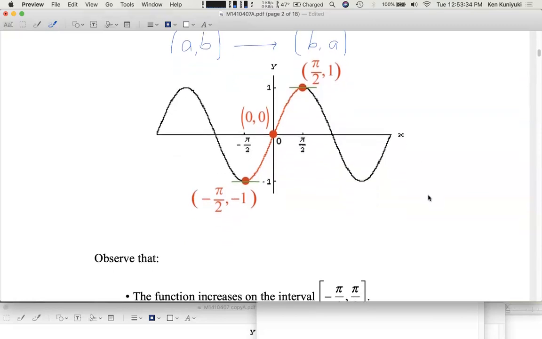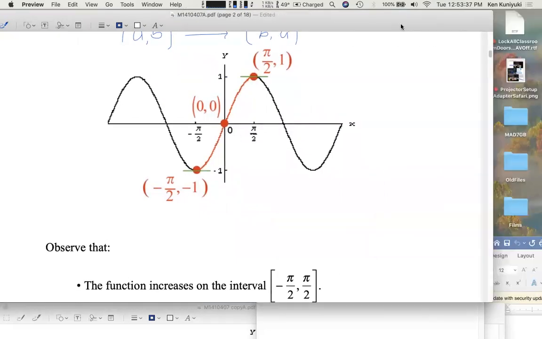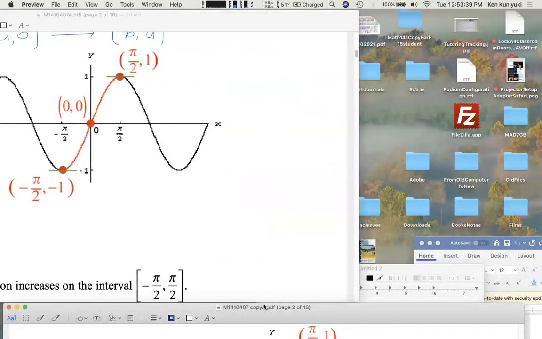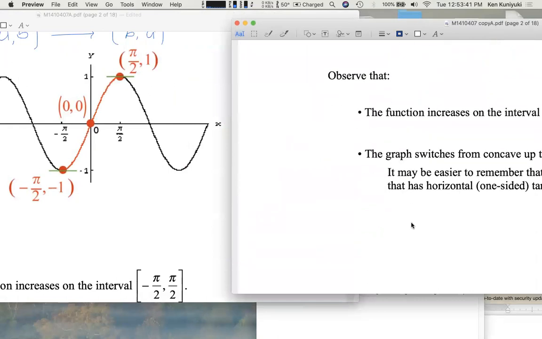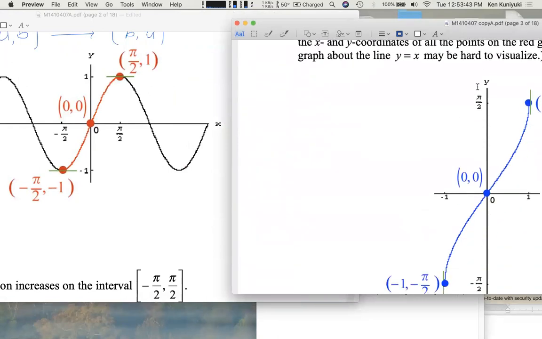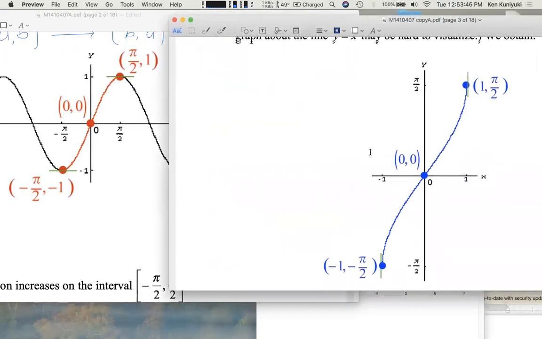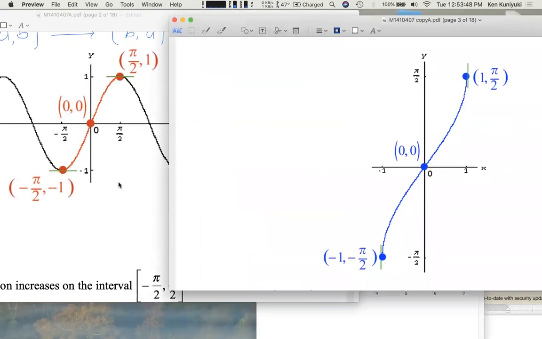So based on this red graph here, how do we invert this red graph to get the blue inverse graph? I'll take a copy of my notes here. And here we go. Again, we switch the domain and the range.